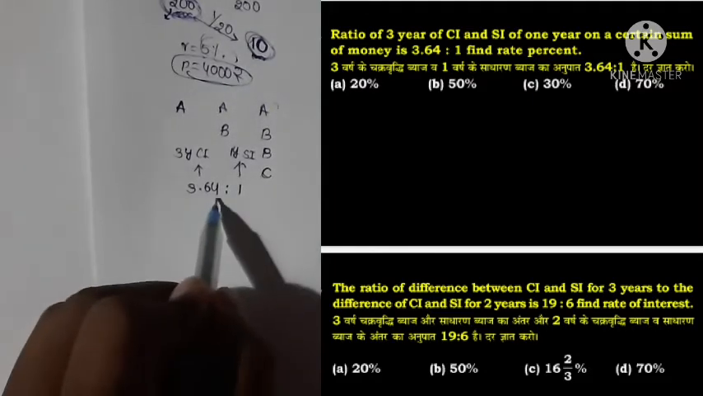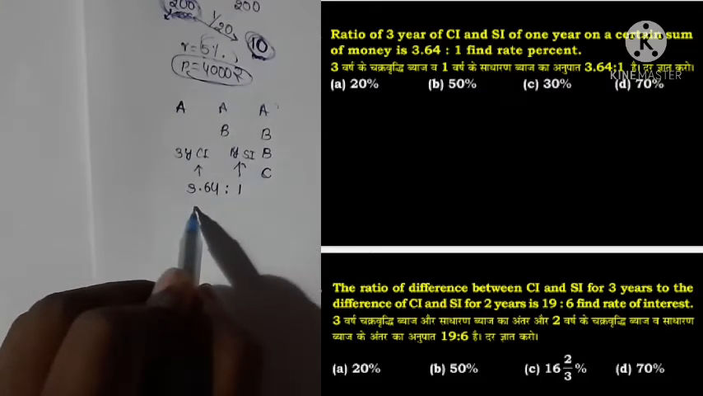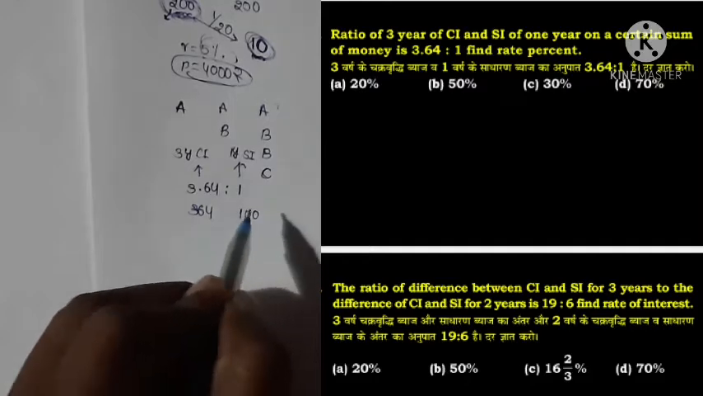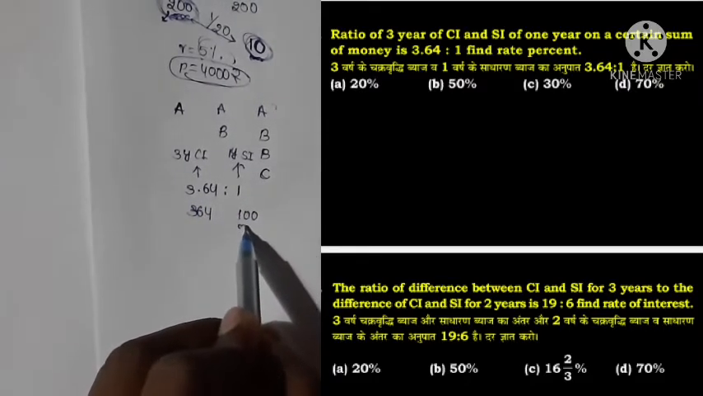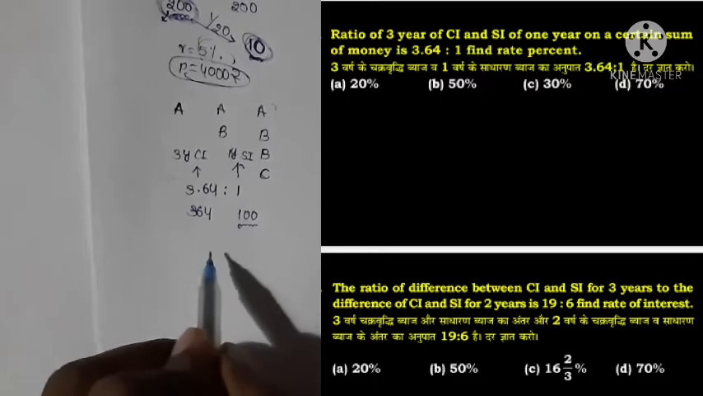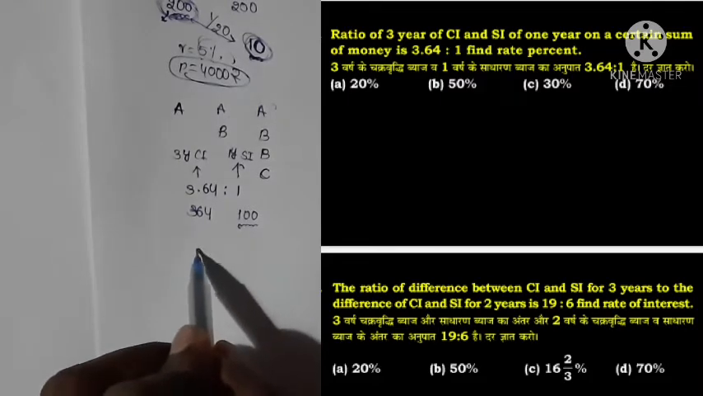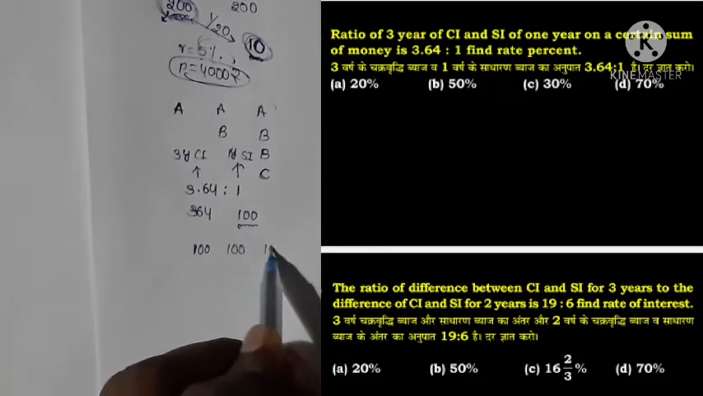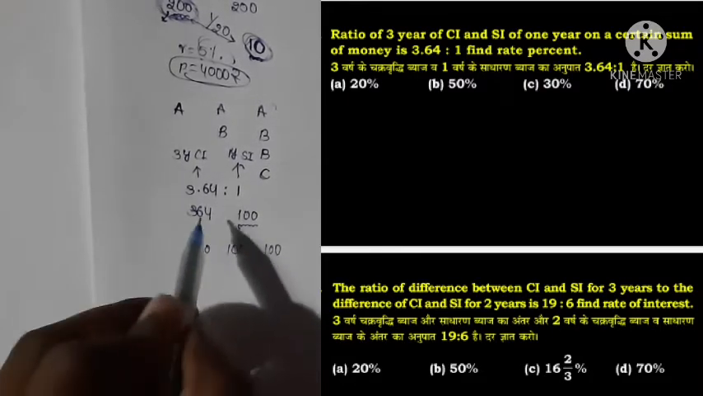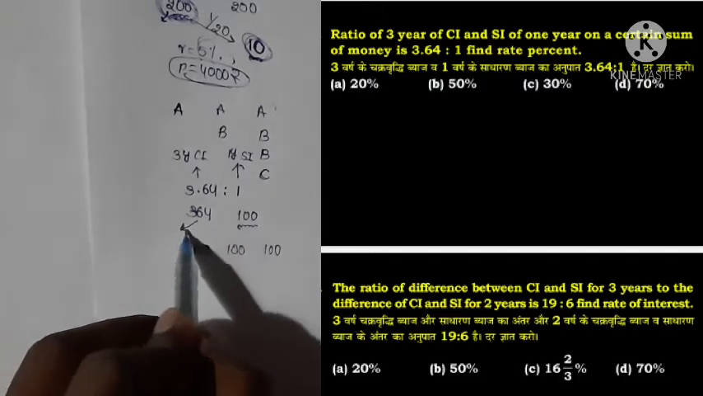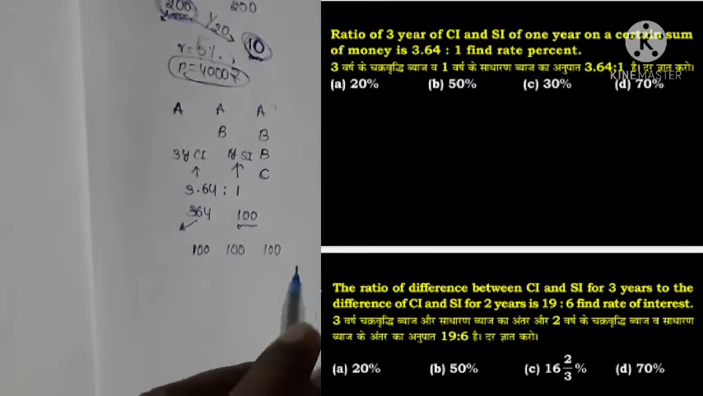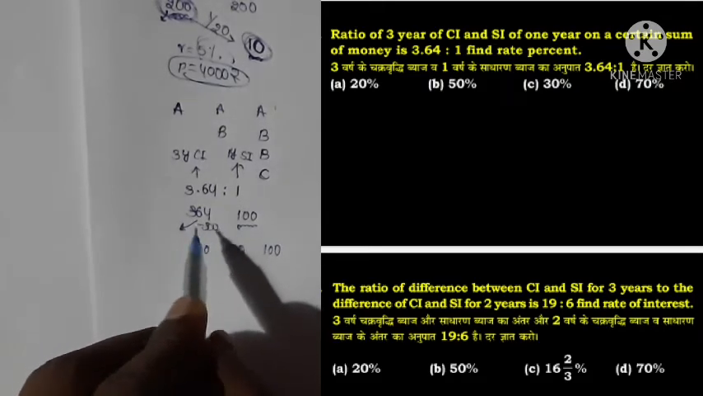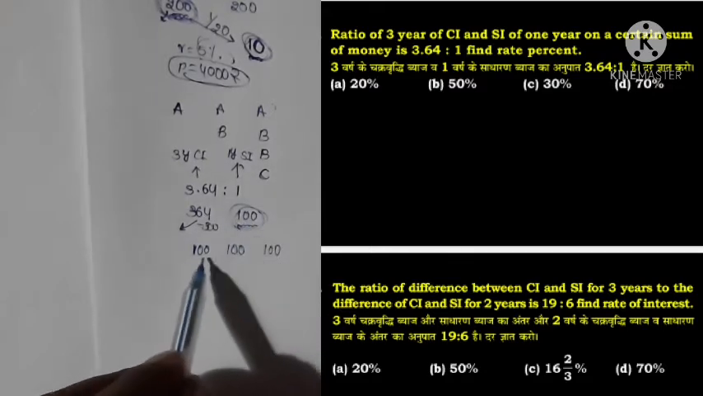Here multiplied with 100, the value is not changed. So compound interest is 364, simple interest is 100. So for 1 year the simple interest is 100 rupees. So the remaining value is 364 minus 300. So 100 is simple interest for 1 year.